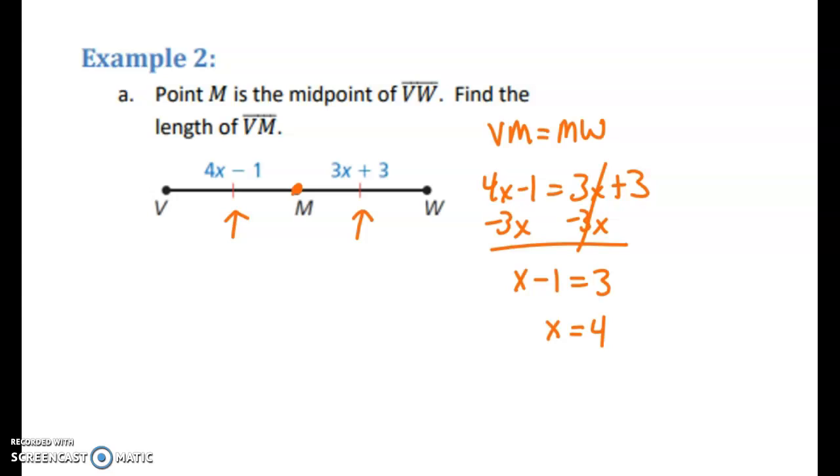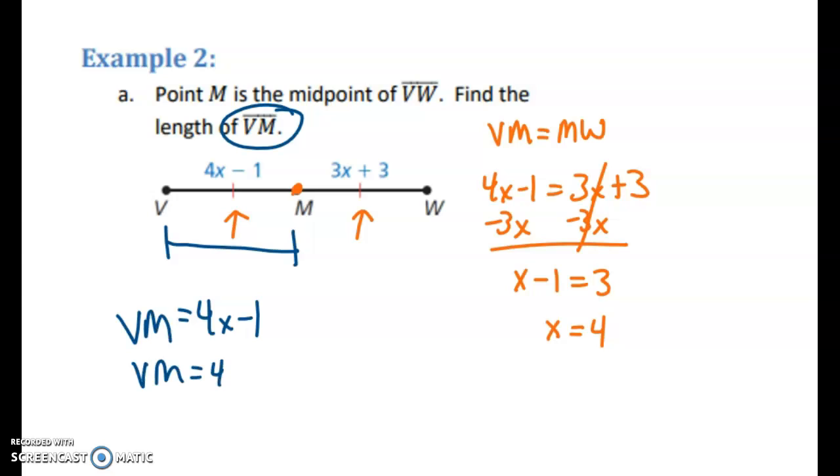Now that is not the answer because it did tell us to find the length of VM. So I need to know that, okay, VM is 4x minus 1. And so x is not my answer. I use the x to plug back in. So my x was 4. So I plug it back into the equation and I end up with 15 units. And that's my answer.